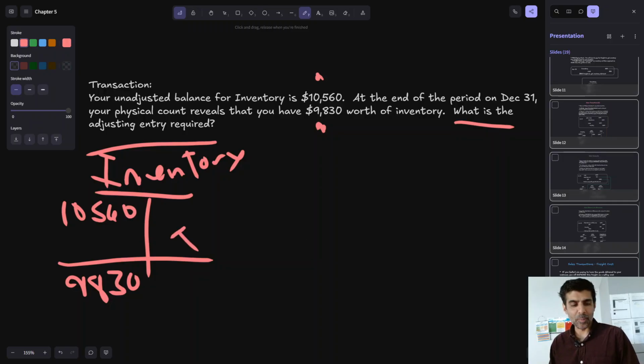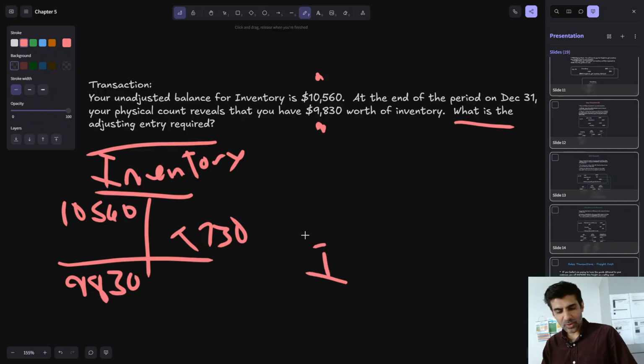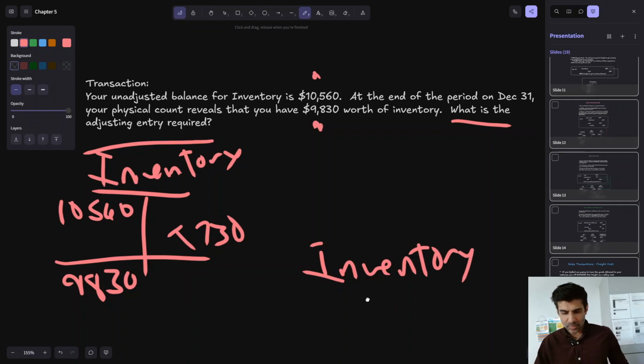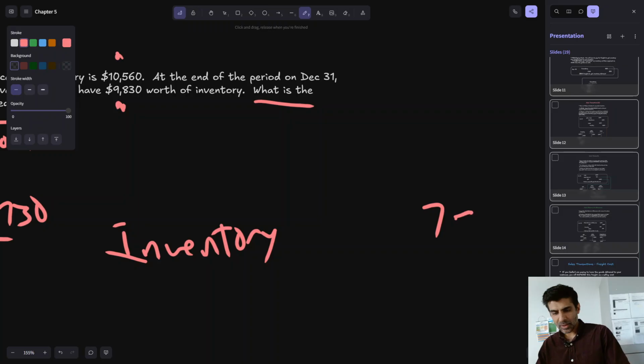Okay, so what is that number? How should we calculate that? Who wants to help Roger? Okay, so what is that? Who did the calculation? 730. Okay, so we know half the journal entry we already got. It's going to be inventory, credit, 730. So then what should we debit?